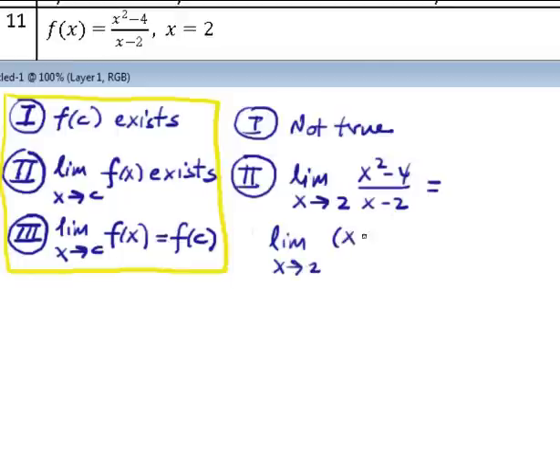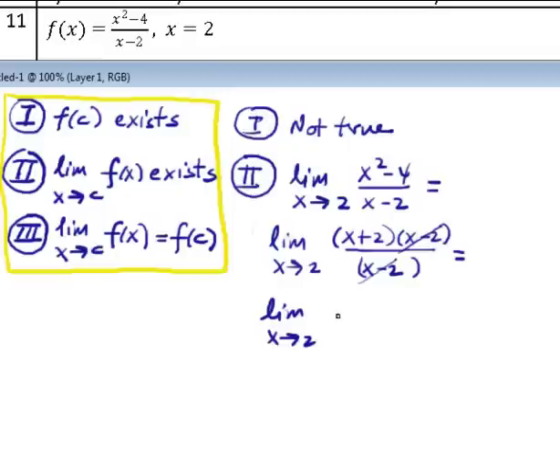Let's see, let's reduce this. This is x plus 2 times x minus 2 over x minus 2. So we can cancel. And now it's the same as the limit as x goes to 2 of x plus 2, which we get by just substituting in. That limit is equal to 4. All right, so 2 is true. The limit exists.